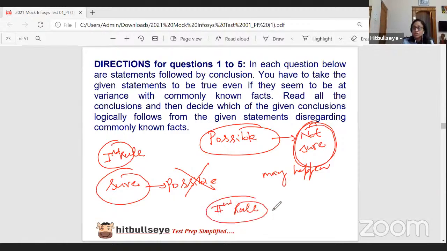If you're not sure about something and you're using the word possible with it, then it becomes a true conclusion. I said a conclusion, if it is doubtful, is rejected. But if it is doubtful and I'm using the word possible with it, then it becomes a true conclusion. These two rules are very important with the word possible. Are you clear with the two rules?